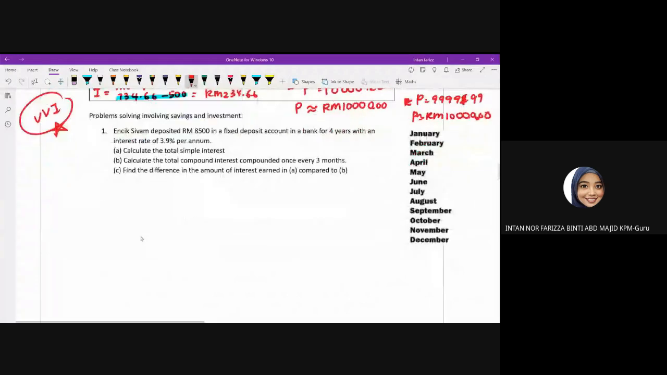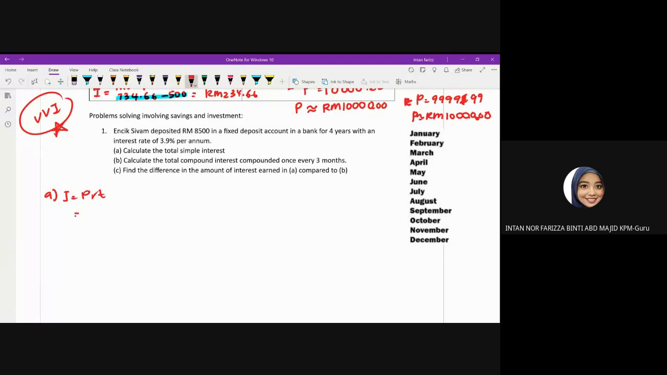Encik Sivam deposited 8,500 in a fixed deposit account in a bank for 4 years, and the interest rate is 3.9% per annum. Per annum means per year. So first, we're going to calculate the simple interest. You know the simple interest formula already, right? So I equals PRT.